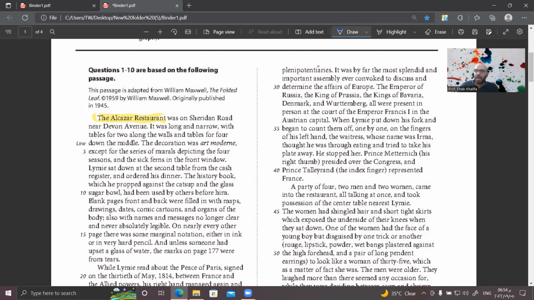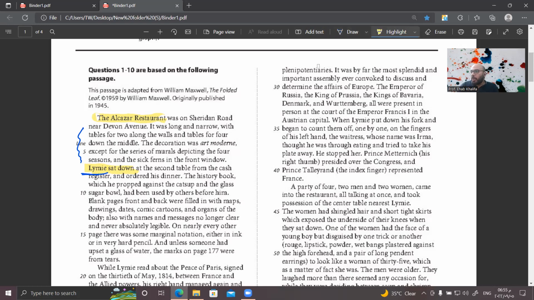So I have to memorize that the setting is Alcazar restaurant. Thank you. I don't give a hoot about the description of the restaurant. This sentence now, Laimi sat down. So this is important because I'm introduced to the main character, Laimi. He is sitting down in a restaurant. What is he doing now? He is having dinner. So, okay, I know that the main character is called Laimi and was sitting down in the restaurant, a valuable piece of information.